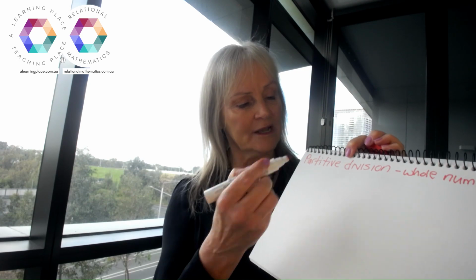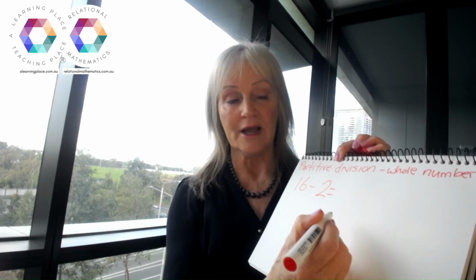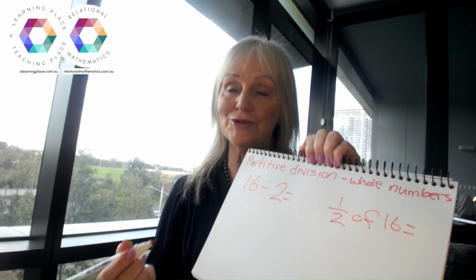We use partitive division when we are dividing by whole numbers. So for example, if I wanted to do something like 16 divided by 2, dividing partitively, that would look like 2 equal groups. And because I will end up with 2 equal groups, I can also find a half of 16. For that, I can use the distributive property.